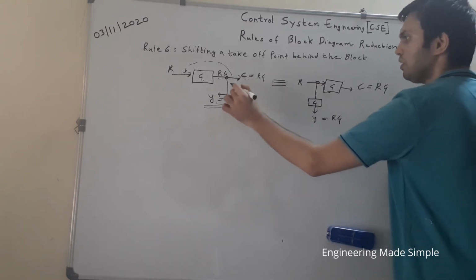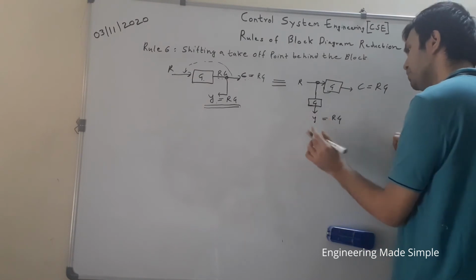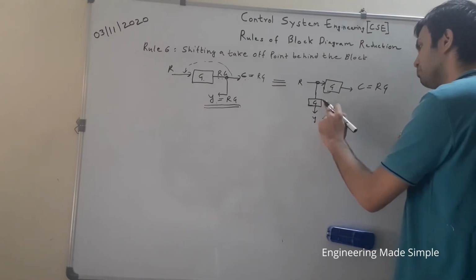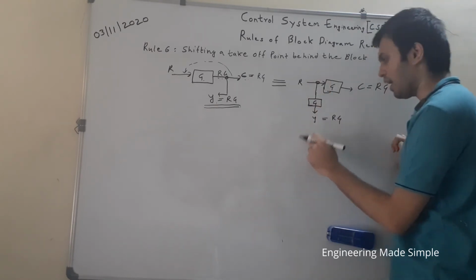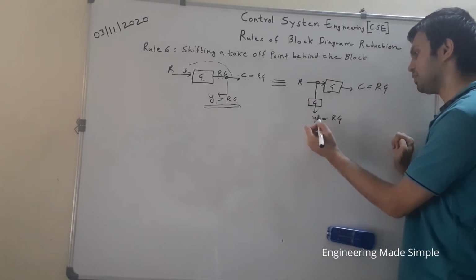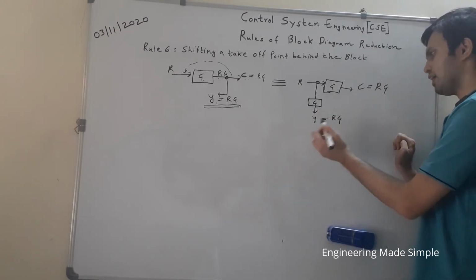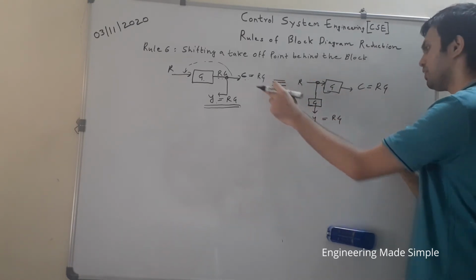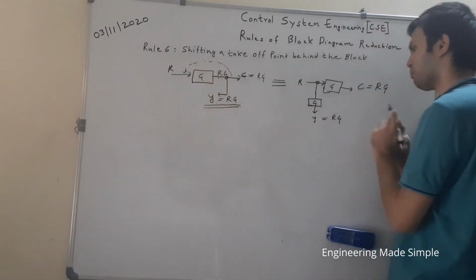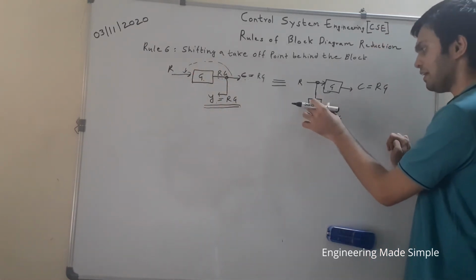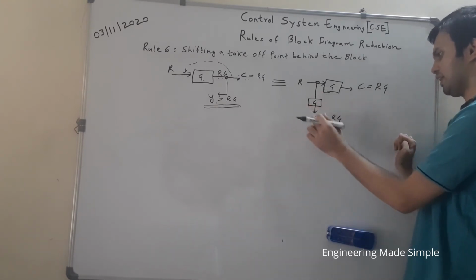Now we want to move this particular takeoff junction behind this gain block. So for that, when we move this takeoff junction behind this block, we need to multiply this with the gain block behind it for the output to remain constant. Same, that is C is equal to R into G, and even after modification, if we take the takeoff point backwards, the output will remain the same, because we have added a gain block behind this in series with this signal, that is Y is equal to R into G.